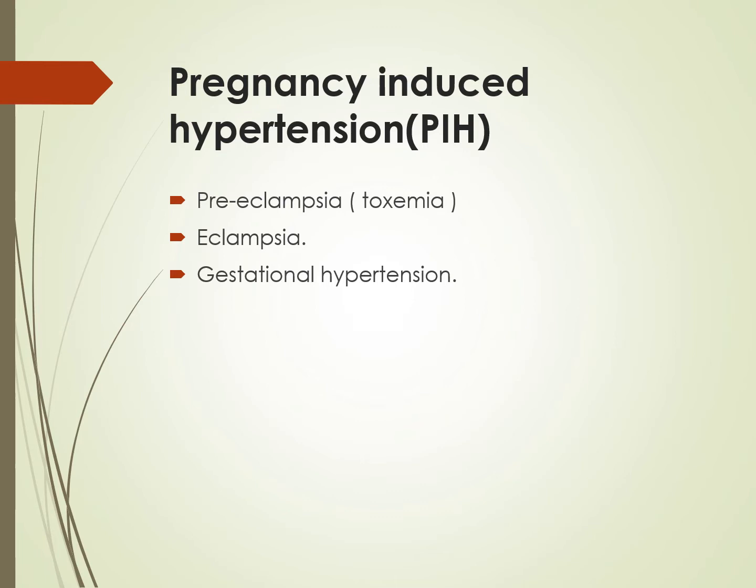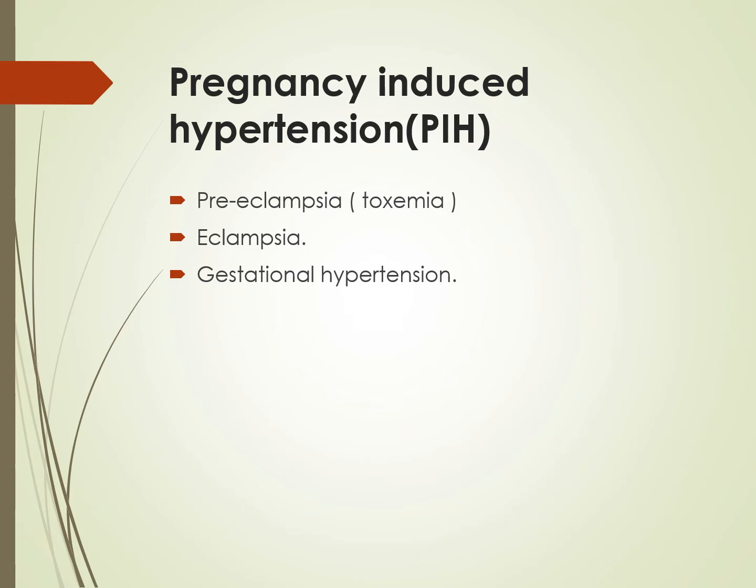Next, the commonest complication is PIH, pregnancy induced hypertension, or in simple words, it is high blood pressure because of pregnancy, or high blood pressure during pregnancy. So pregnancy induced hypertension, PIH, is more or less of three types.